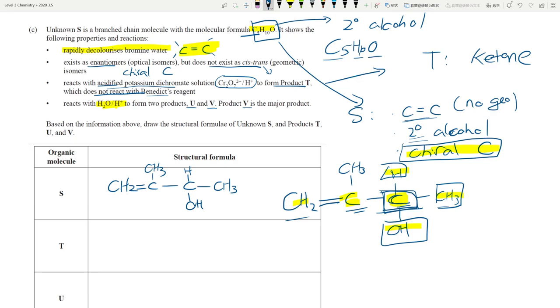And then once you made it, you can go back and check. We have a carbon-carbon double bond right here. It has no geometric isomers, correct? Because this carbon is bonding to two H's, so that has no geometric isomers. It is a secondary alcohol because the OH is bonding to a carbon, which is bonding to two other carbons, and then it has a chiral carbon. Okay, so once you solve the first one, the rest is really easy now.